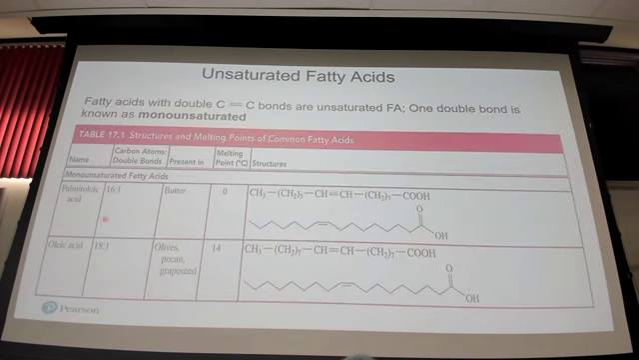So unsaturated fatty acids have at least one double bond, and when it's only one, it's called a monounsaturated fatty acid. Saturated fatty acids are typically solid at room temperature. Unsaturated fatty acids are typically liquid at room temperature. And here are two examples of some unsaturated fatty acids.